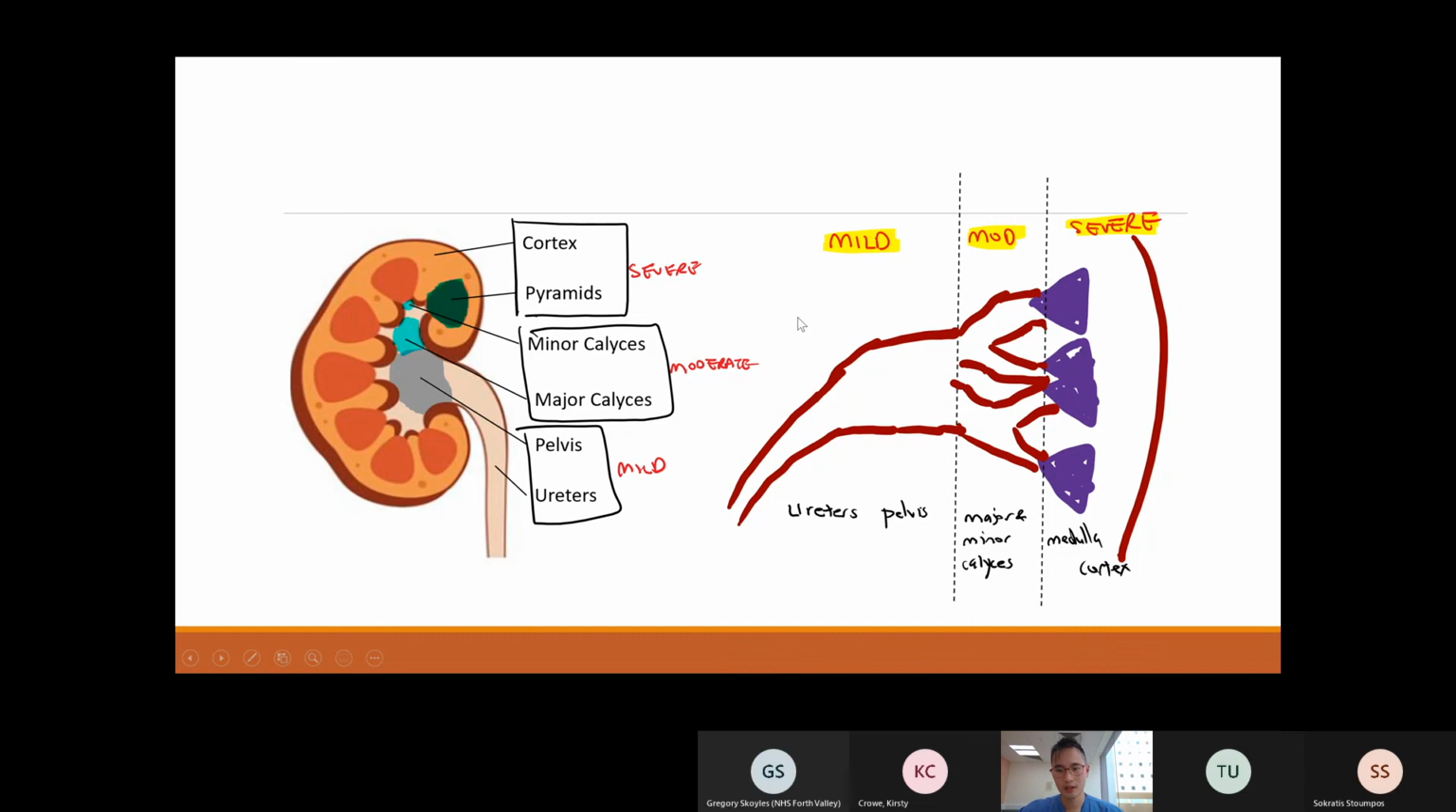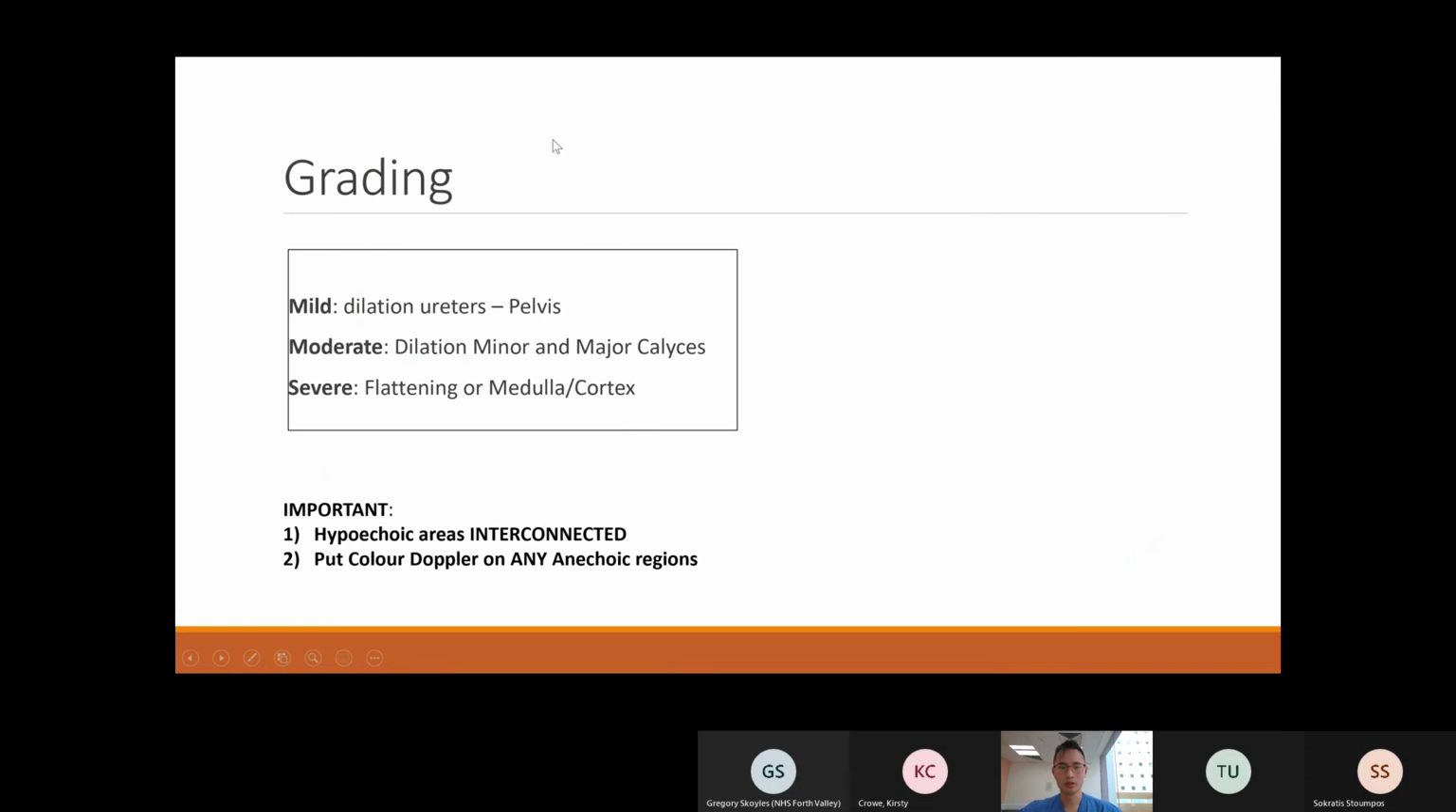So I just drew this out myself because it helps me remember it. Anything from ureters and pelvis onwards is mild. Any of the major calyces involvement is moderate. Any of the medulla and cortex involvement is severe. Simple as that. That's just me repeating the same thing.